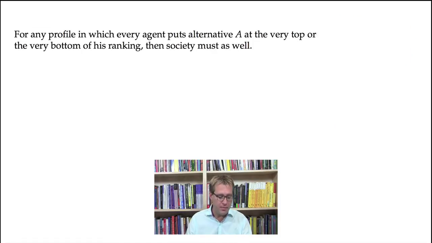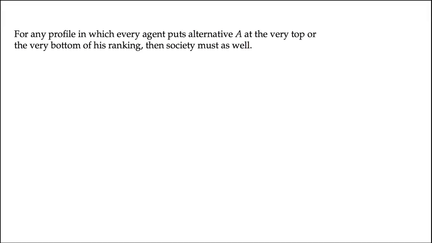So we're going to start by proving the following fact. For any profile in which every agent puts alternative A at the very top of the ordering, or at the very bottom of the ordering, society must do so as well. So the idea is that if we have some profile R, and the profile is such that A is ranked either at the top of the ordering, or there's a voter that ranks A at the bottom of the ordering. Now, in general, we're allowing for ties here, but what it means is that A has to be uniquely at the top or uniquely at the bottom. So everybody is ranked strictly ahead of A if A is at the bottom, or everybody's ranked strictly below A if A is ranked at the top.